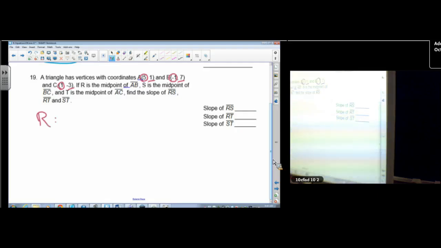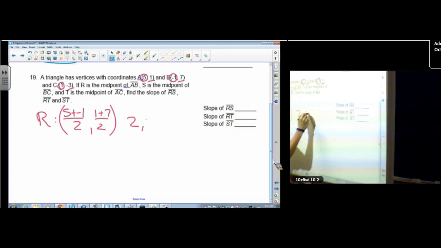So R is the midpoint of AB, so I'm going to focus on AB first. Add my X's and divide by 2. Add my Y's and divide by 2. So we get 5 minus 1 is 4. 4 divided by 2 is 2. 1 plus 7, that's 8. 8 divided by 2 is 4. So there's R. We got R. It's 2, 4. Okay? Now let's find S.